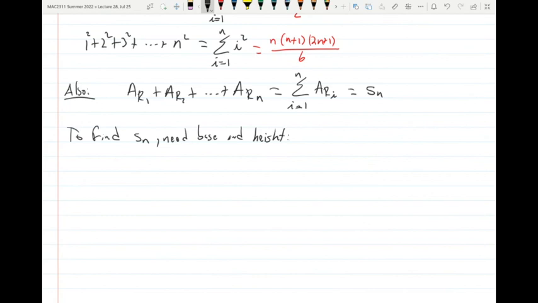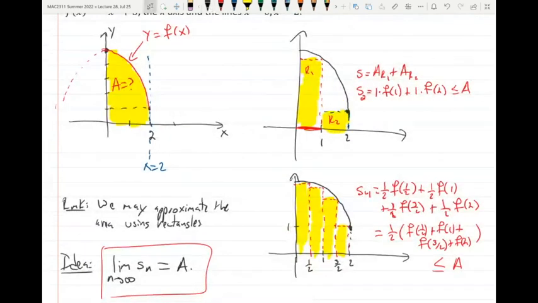Now we know exactly how to do this. For example, in the case of 2 or 4 rectangles, how do we find the base? If you wanted 2 rectangles, you divide the interval from 0 to 2, which is the one that you care about, into 2 pieces, right? And you know the base is going to be half, 1 and 1. If you wanted 4 rectangles, how many pieces do you divide into? 4 pieces. So if you want n rectangles, how many pieces do we need to divide this into? n pieces. Okay, so that's the first thing that we need to do.